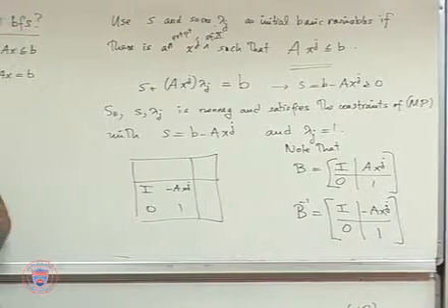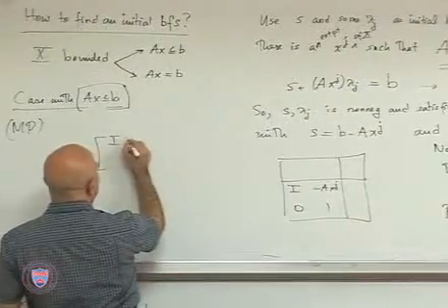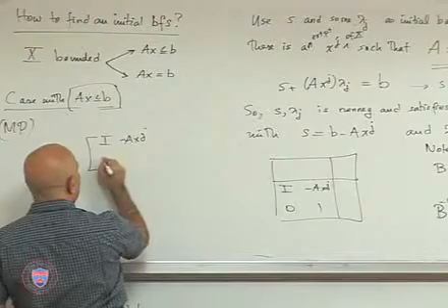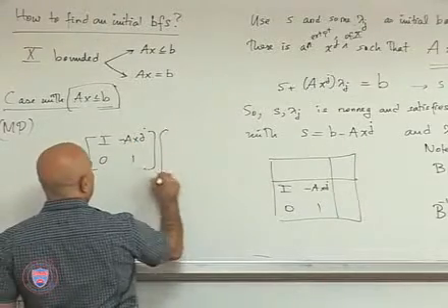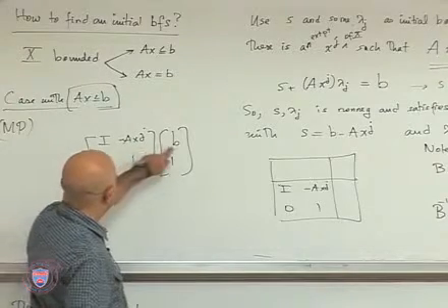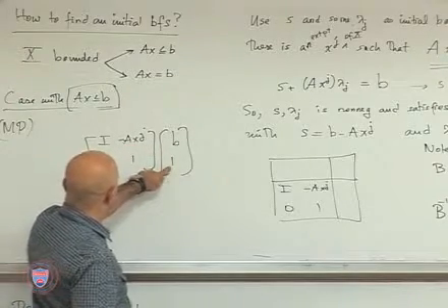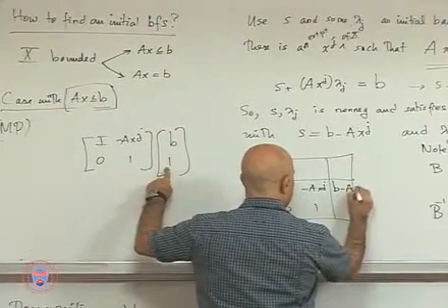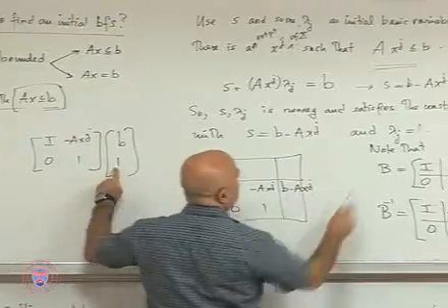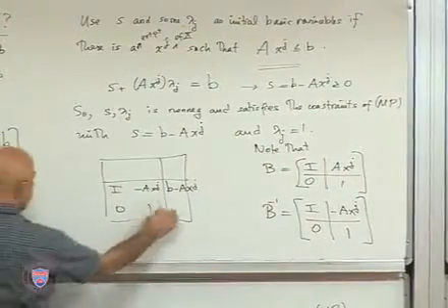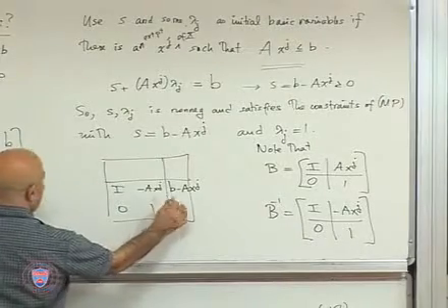B inverse times b. What is the output of this? It's B minus AXJ, which is, of course, the values of S. It agrees with that. The second part is 1.